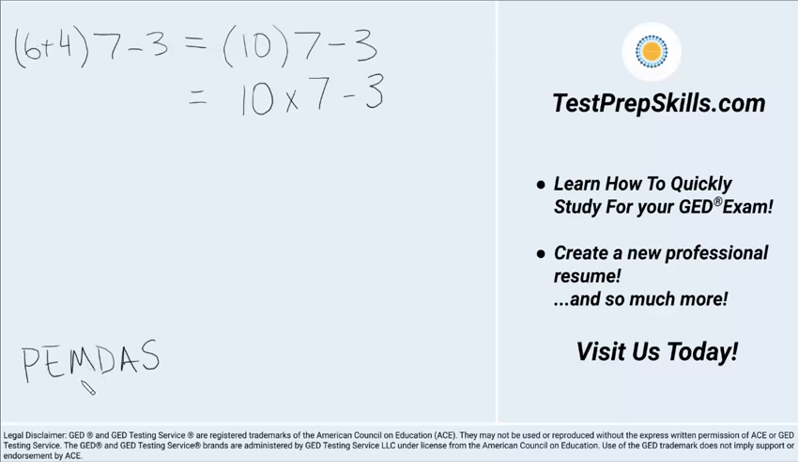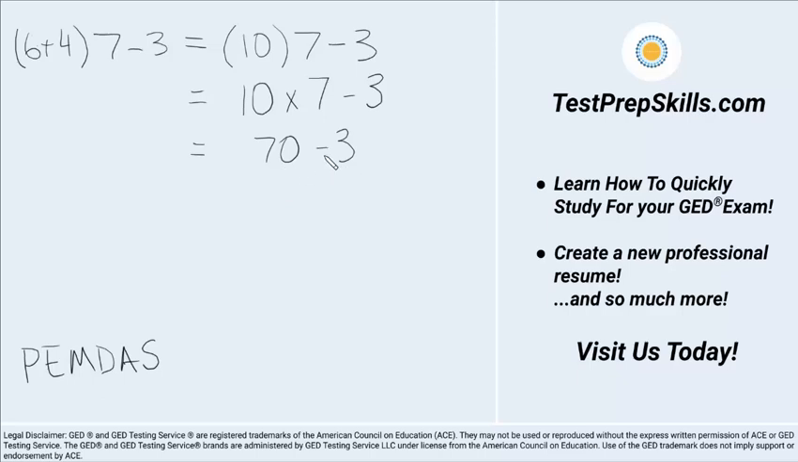Now the next thing is the M and the D. Remember, we deal with them at the same time, multiplication and division. So when I look at my equation, to be honest, I only have two operations left, right? I have a multiplication and I have a subtraction. Well, PEMDAS is telling me that I need to do my multiplication and division next. So that means I need to take care of my multiplication next. So 10 times 7 is 70. And I'm just going to recopy my minus 3, which is the rest of my equation. So this is where we're at, 70 minus 3.